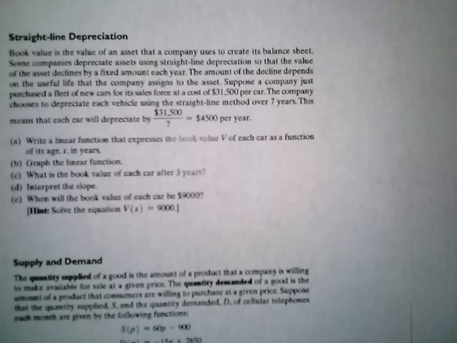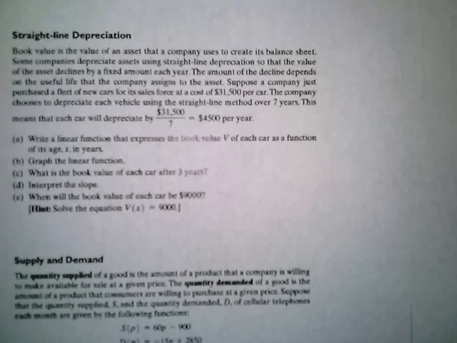So straight line depreciation. In straight line depreciation, say you buy a tractor for your company, and then you say, okay, I'm going to depreciate this over 10 years. So let's say I bought it for $50,000. Then at the end of 10 years, it's going to be worth $0. So I would take the purchase price of $50,000 and divide it by 10, and that would be $5,000 per year that I would depreciate the value of that purchase.